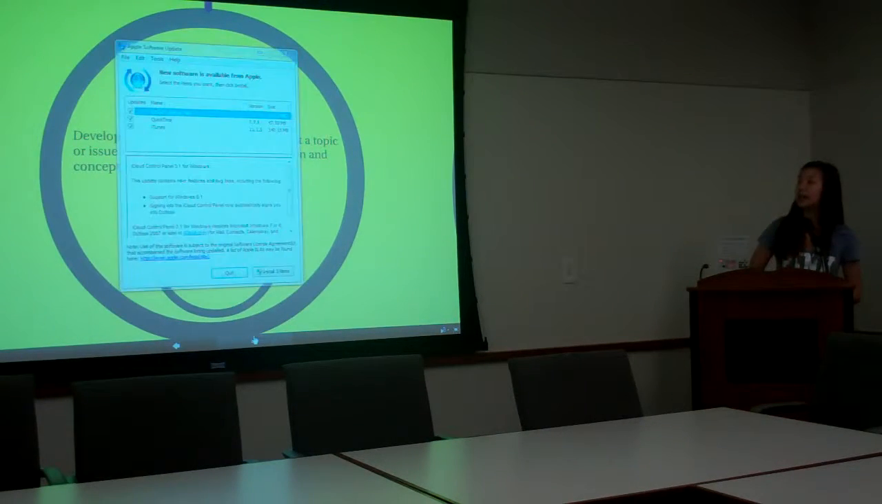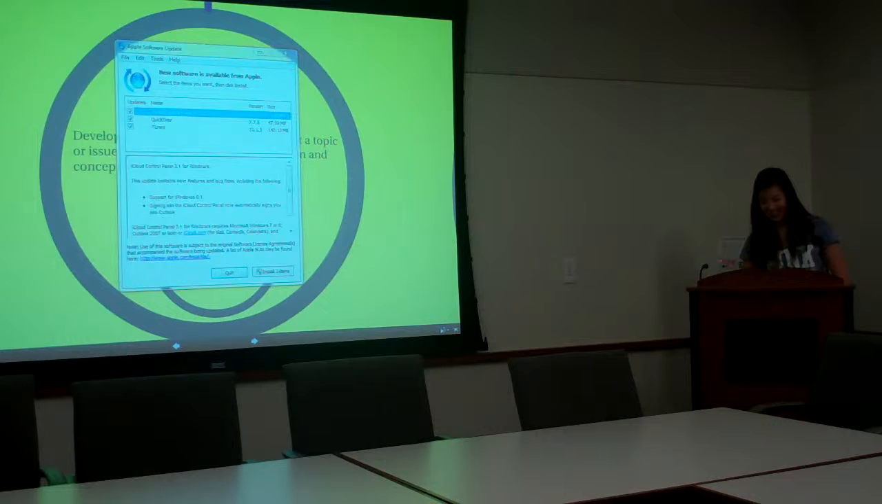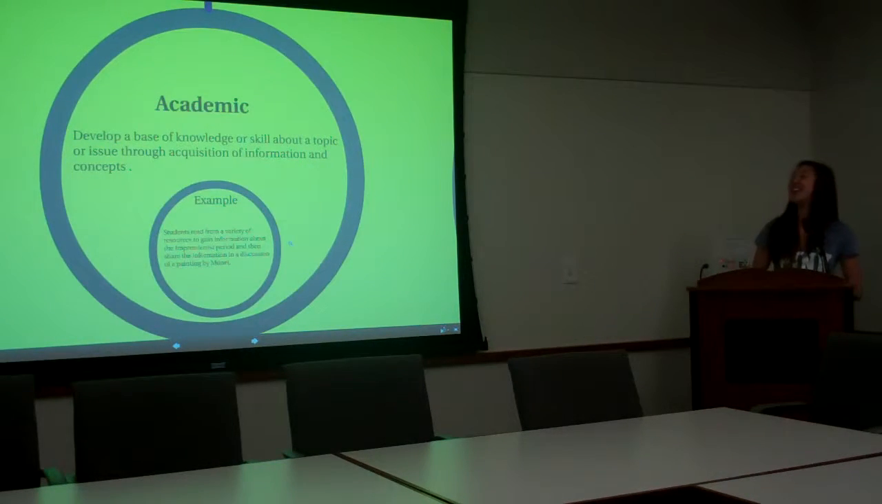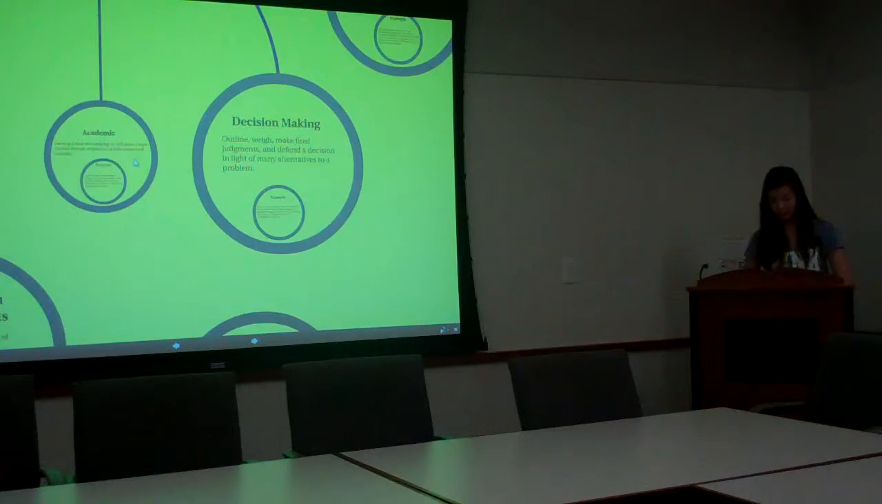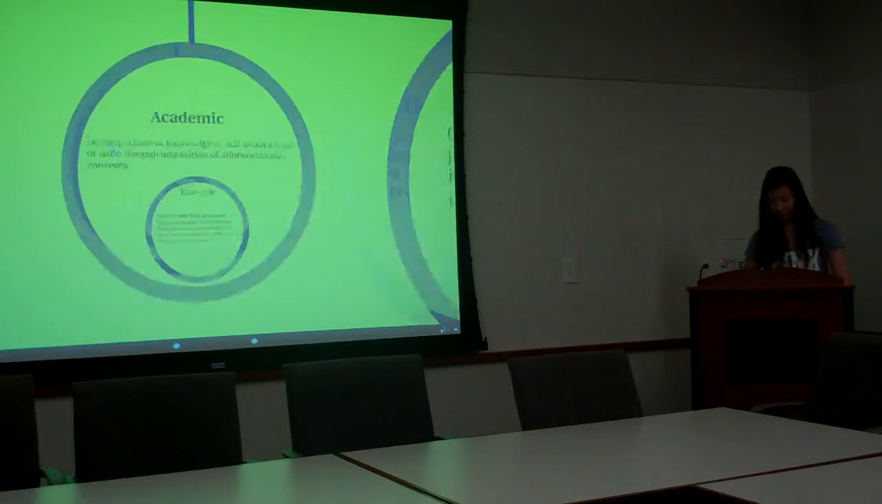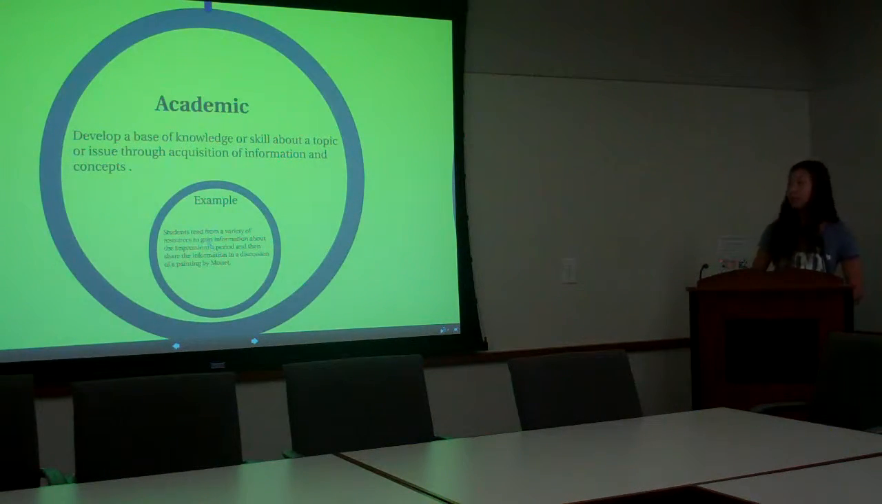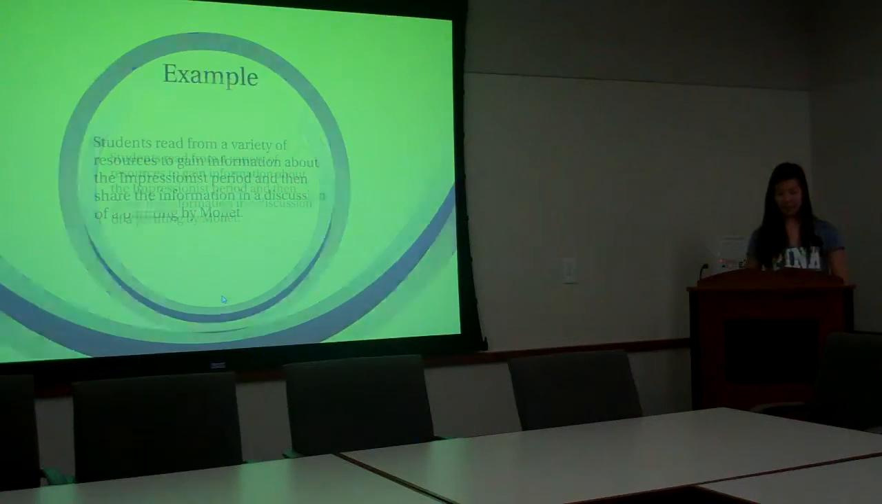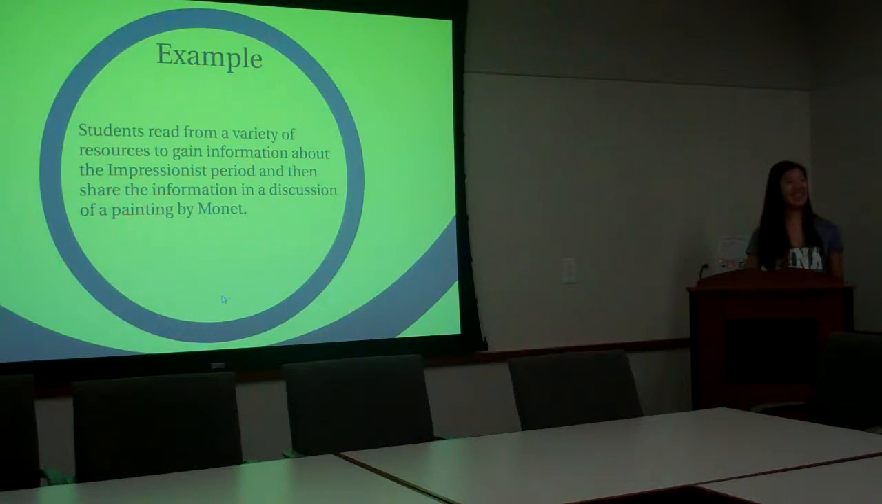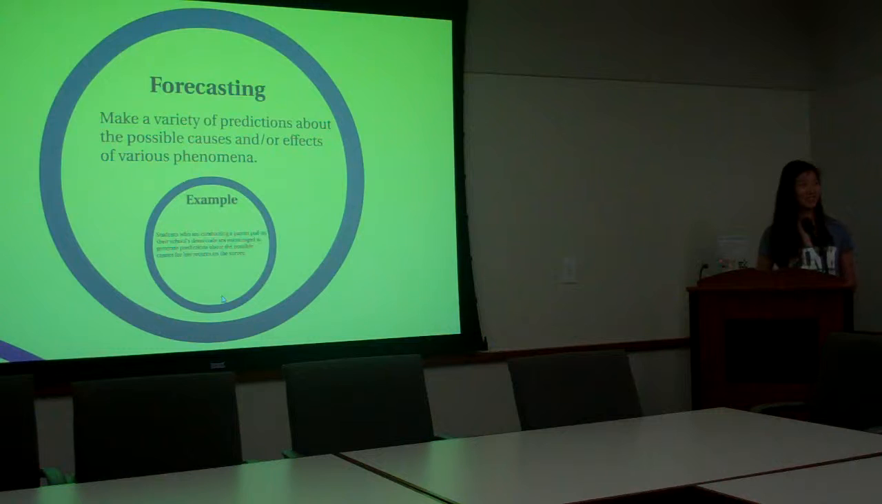Our next area is academic. The academic area is developing a base of knowledge or skill about a topic or issue through acquisition of information and concepts. Our example here is students read from a variety of resources to gain information about the Impressionist period and then share the information in a discussion of a painting by Monet. Cool examples. And I'll turn this over to Amy.